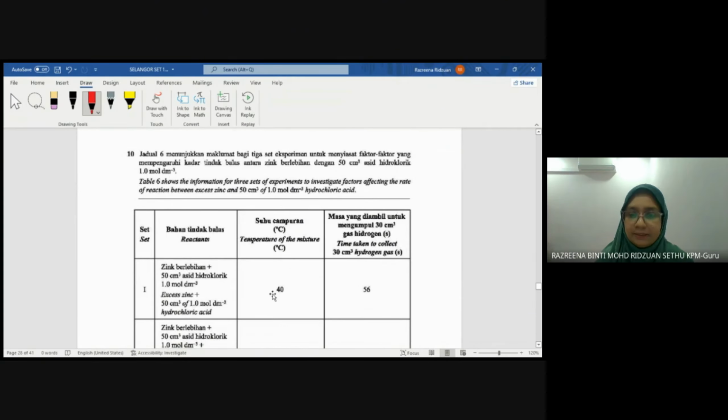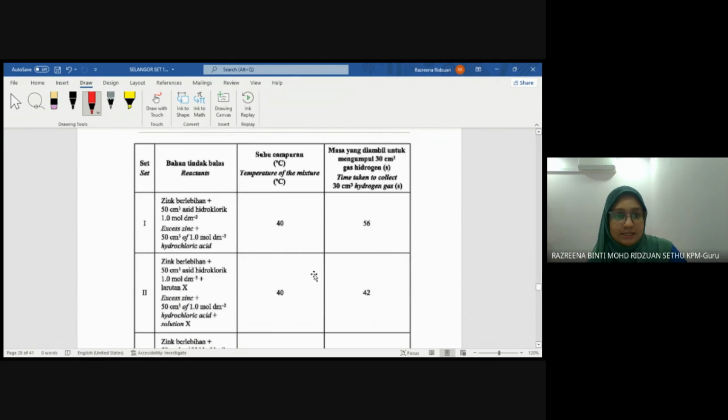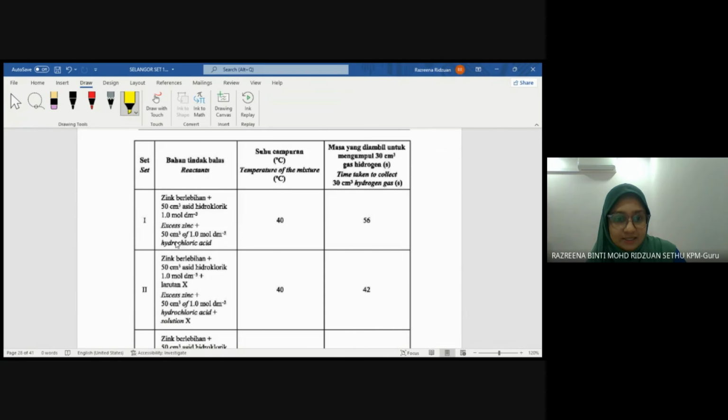Question 10. Table 6 shows the information of 3 sets of experiment to investigate factors affecting the rate of reaction between excess zinc and 50 cm³ of 1.0 mol/dm³ hydrochloric acid. So let's see. Set 1, we have excess zinc, 50 cm³ of 1.0 hydrochloric acid. Temperature 40, time taken 56.